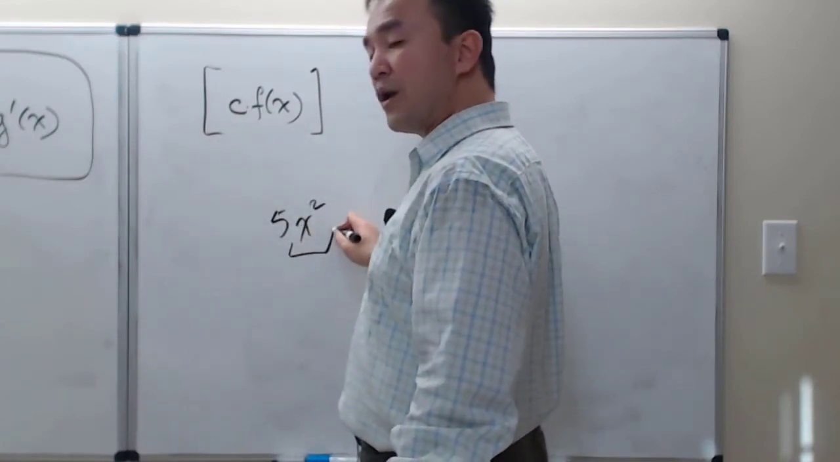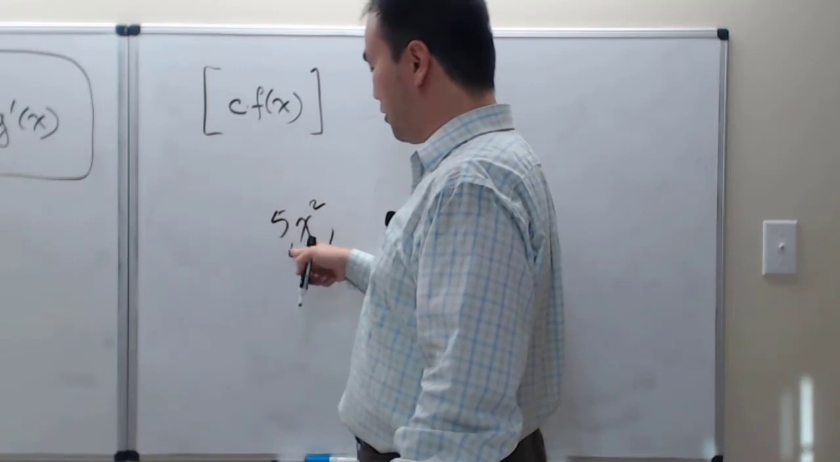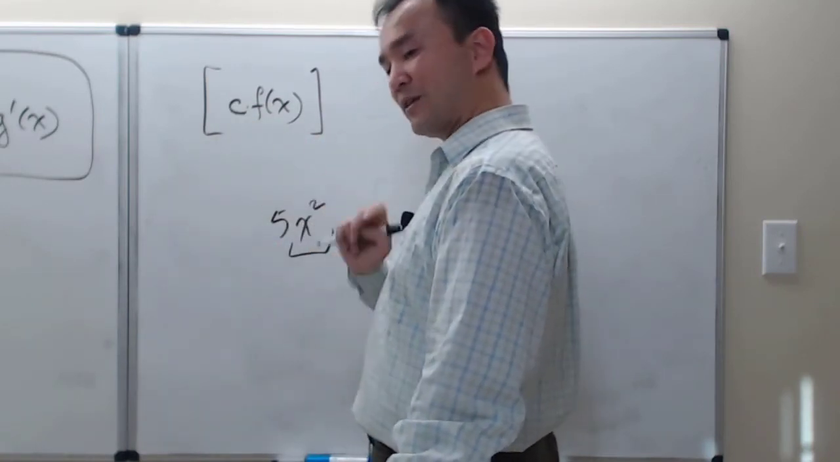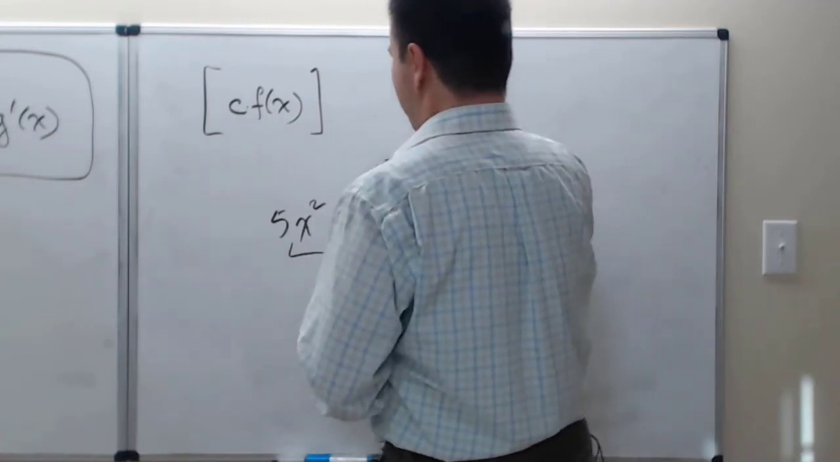This is the x squared as a function, but 5 is a constant coefficient. So the function is here, and the coefficient is there as a c. That's what I'm trying to say right there.